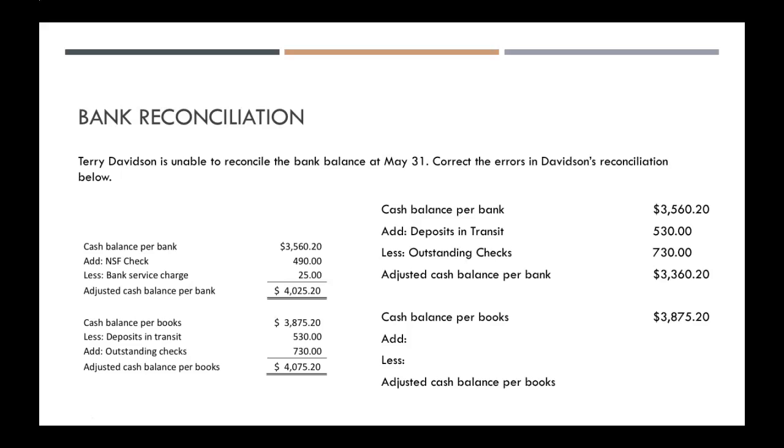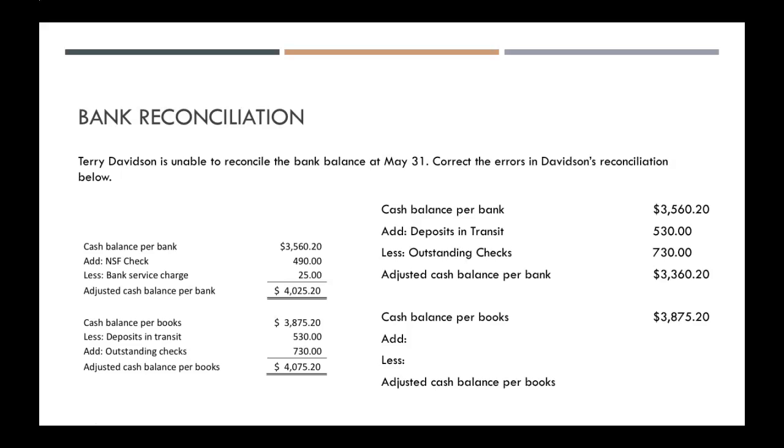So then we can move down to the per book side. And we have two adjustments left, right? We have the NSF check and the bank service charge. So we first think about the NSF check. The NSF check is a bounced check. It's not sufficient funds, right?